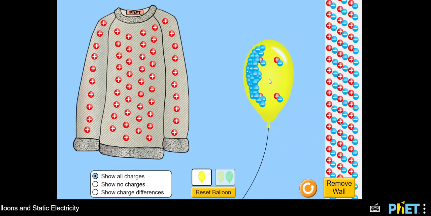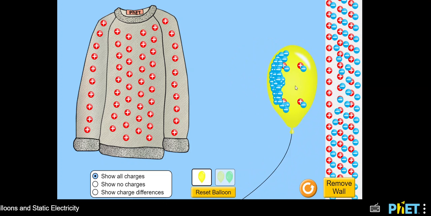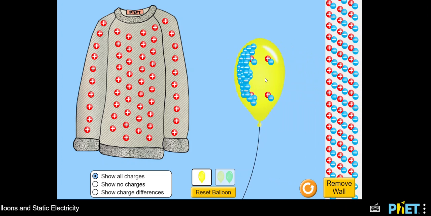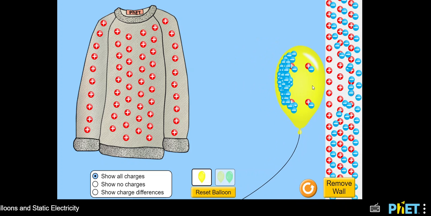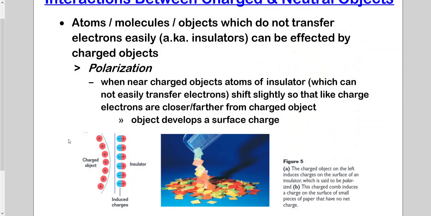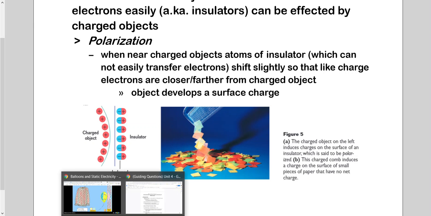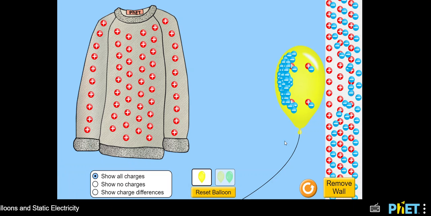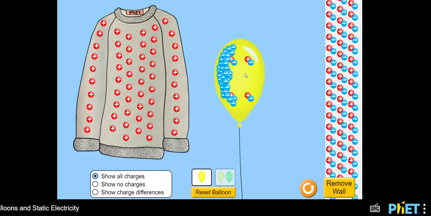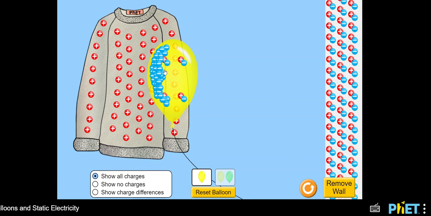And so that is something that is going to be important moving forward as well. Right now, it's just important to see that those like charges are repelling. Okay. If we come back here, and so that is called polarization. And that's how things like a balloon sticks to a wall as a result of this, right? So now, if I bring it here, it's attracted to the sweater.